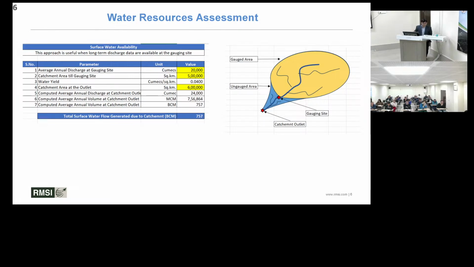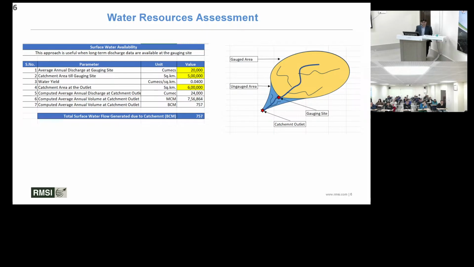The moment you put this value here, it will automatically calculate. I will be sharing this Excel file with you. It will calculate the computed average annual discharge at the outlet of this basin, considering the entire area. It uses the yield for the gauged catchment, and the remaining information, like the catchment area, it uses from the entire catchment area. And the computed average annual volume is 24,000 cubic.